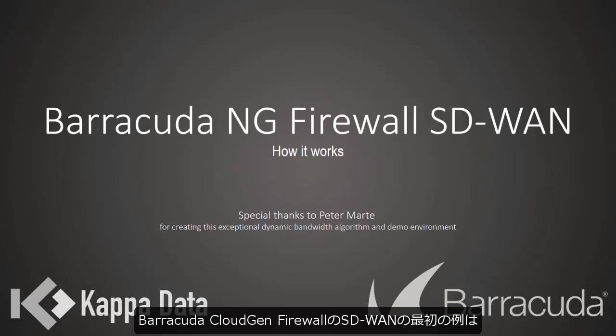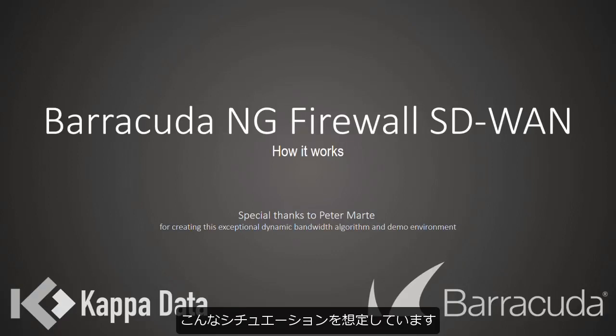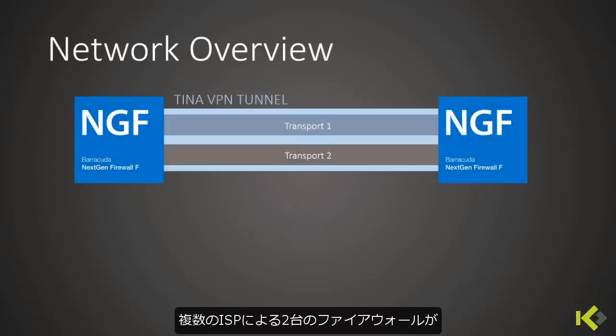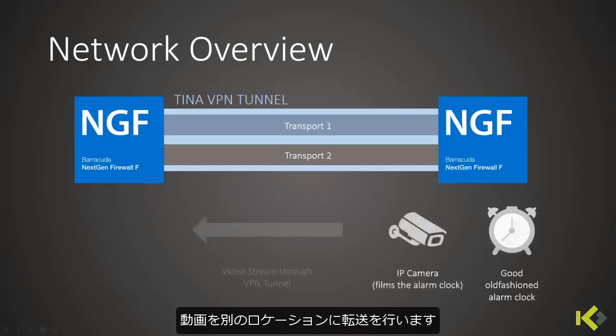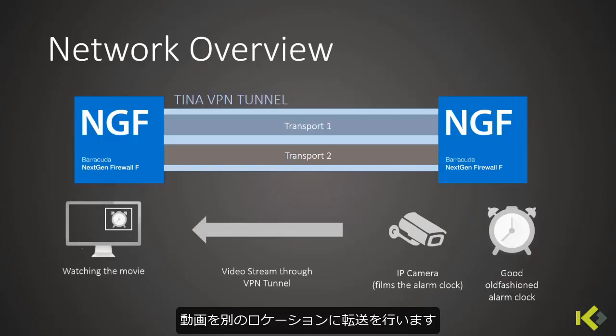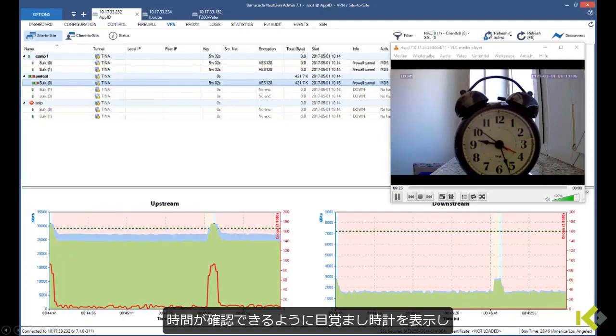In our first example of Barracuda NG Firewall SD-WAN, we'll have the following situation. Two firewalls connected with a TINA VPN tunnel using multiple ISPs at the same time. And at one location, we have the alarm clock, which is being filmed, and the video stream is sent onto the other location. Now, during the demo, this is the screen that we will watch.